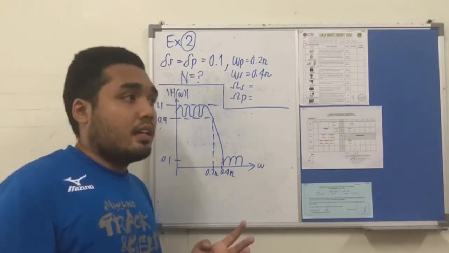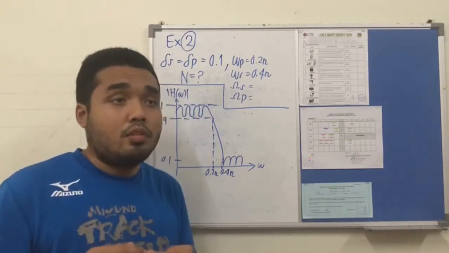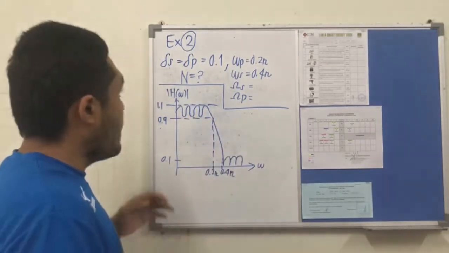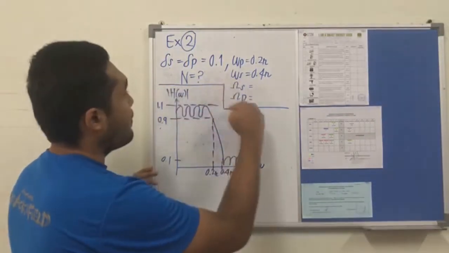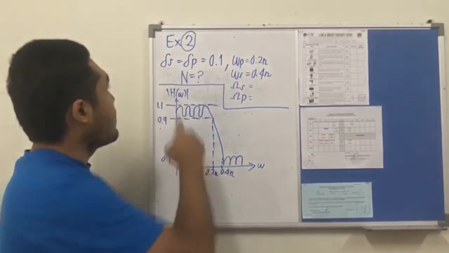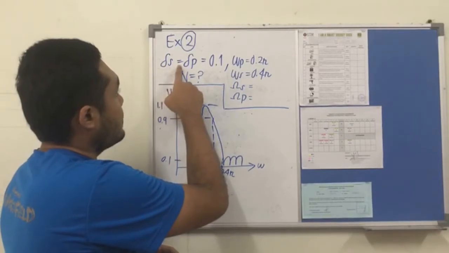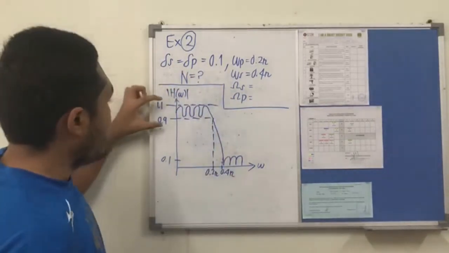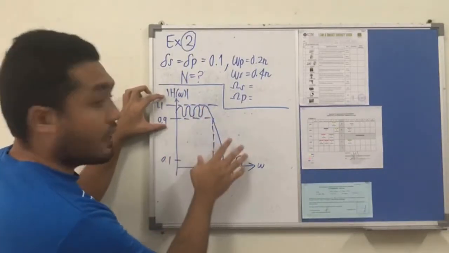As my friend said earlier, there are 4 steps. First of all, we must check the characteristics. As you can see from the upper half, the information given in the question is delta S equal to delta P equal to 0.1. This part is shown in the rippling part of the signal.